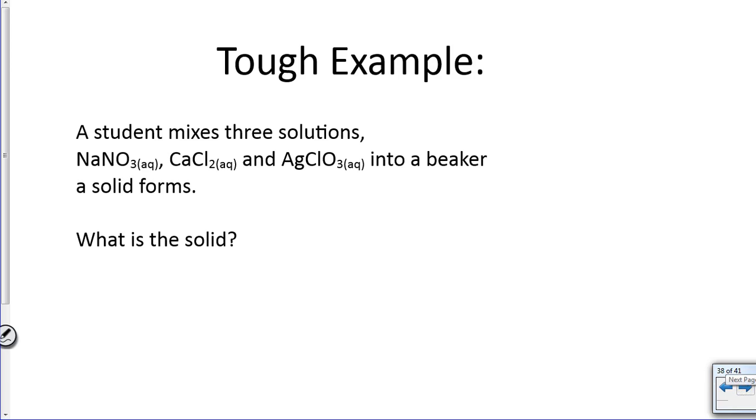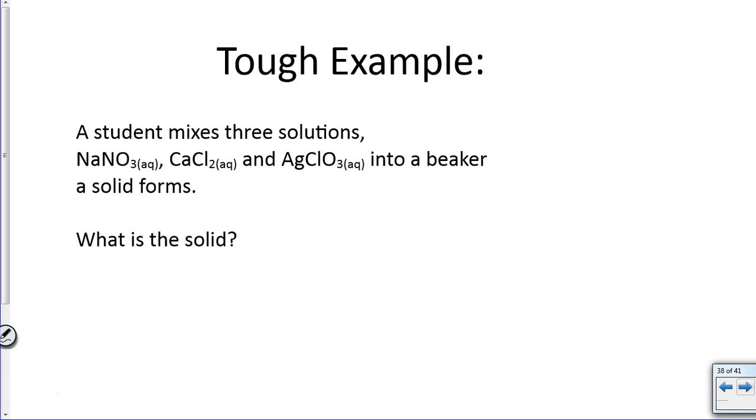Now, on to the tough example. A student mixes 3 solutions. Blank, blank, and blank. Lots of letters. You can read. Into a beaker. This gets mixed together and a solid forms. The question asks, what is the solid? Well, if we're going to mix all these things together and try to make a solid, we're going to have to figure out who would have low solubility.